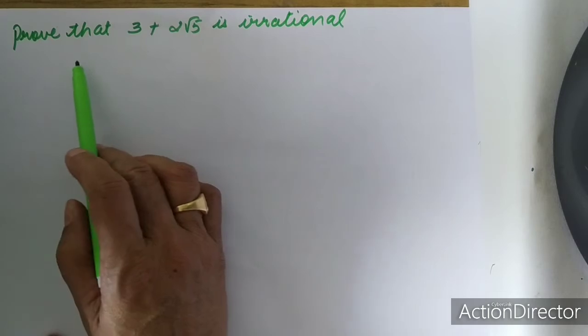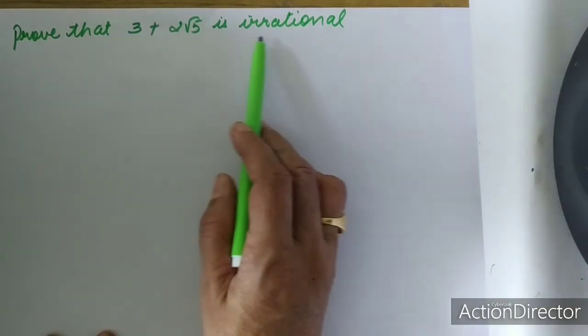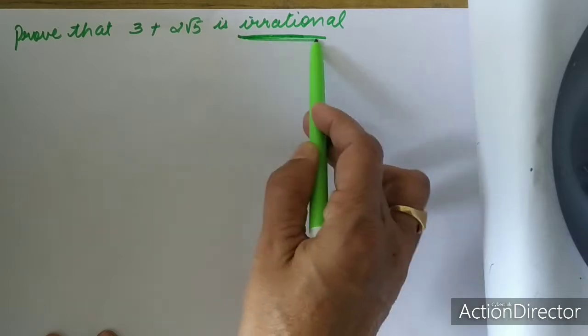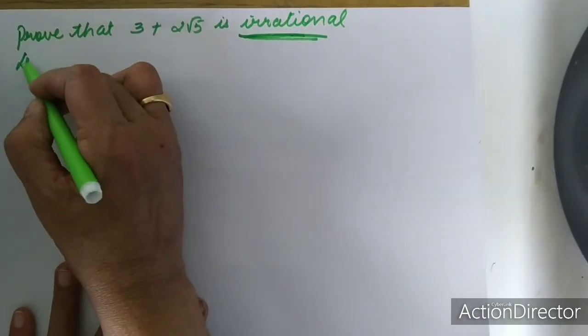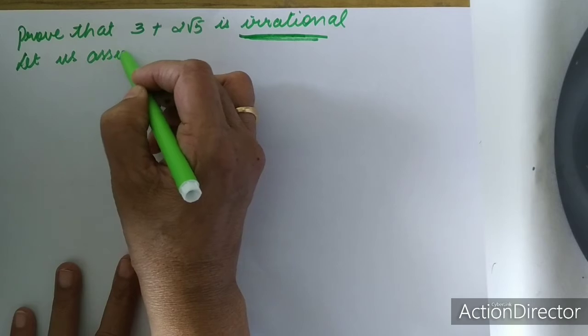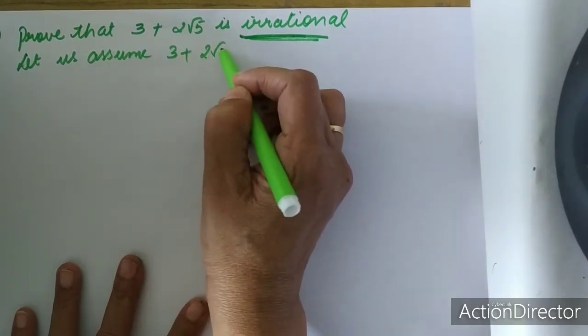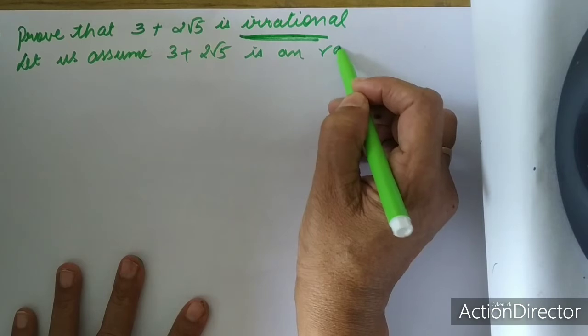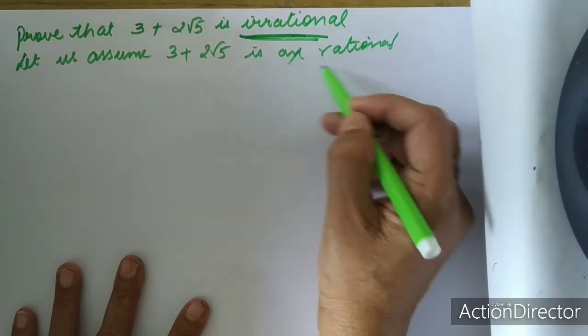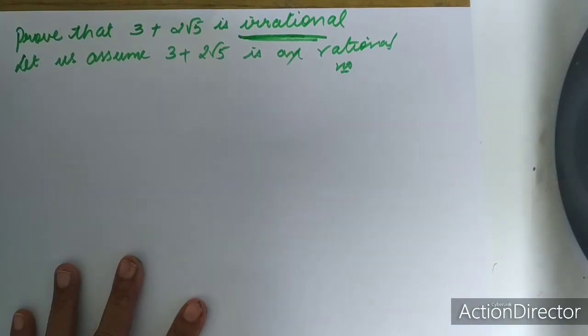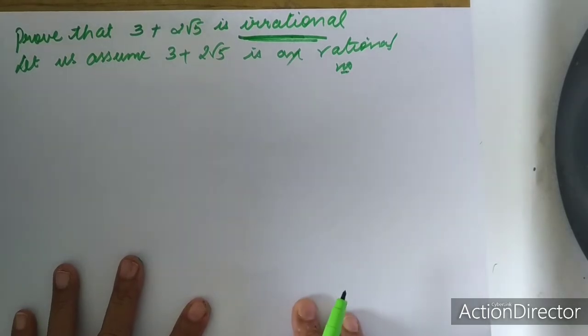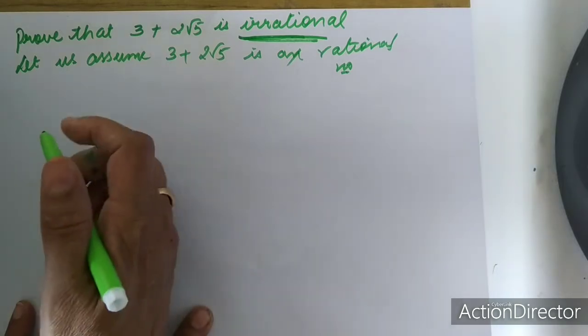Moving on to the second question. Prove that 3 plus 2 root 5 is irrational. Again, you have to prove that this number is an irrational number. Again, on the contrary, we will assume that 3 plus 2 root 5 is a rational number. So you write, let us assume 3 plus 2 root 5 is a rational number. So if it is a rational number, it should be of the form P upon Q.